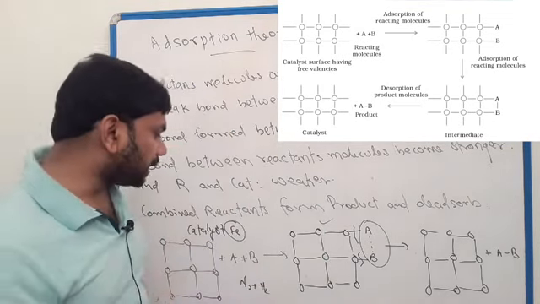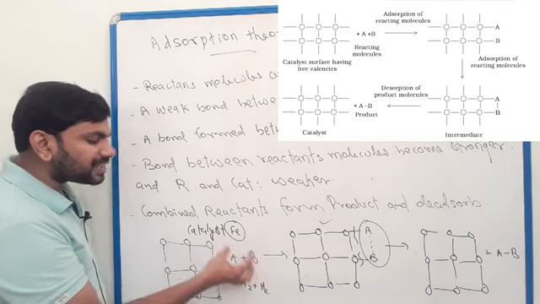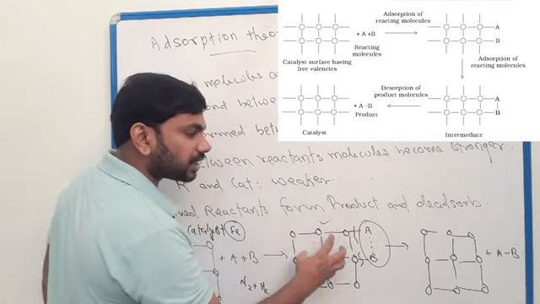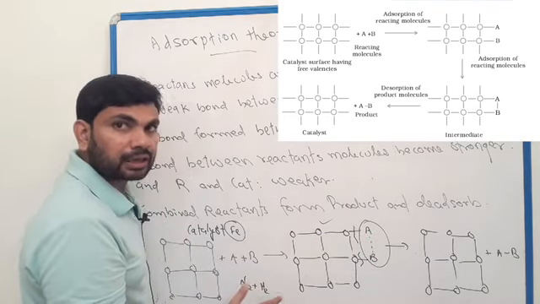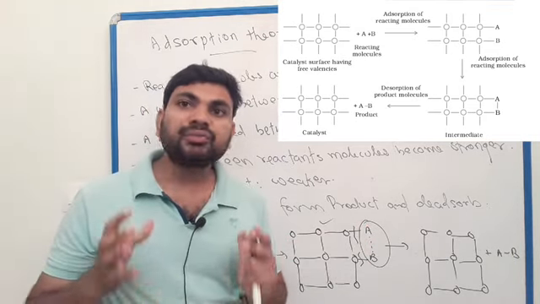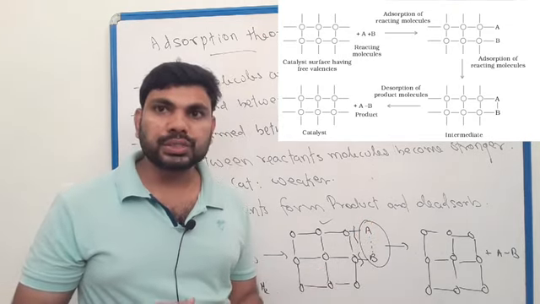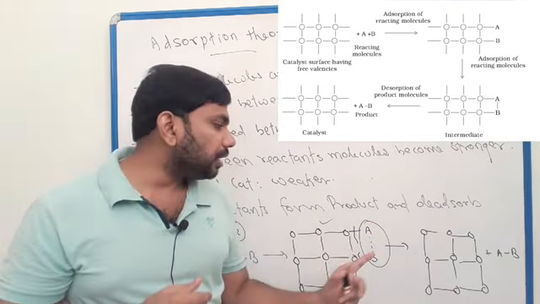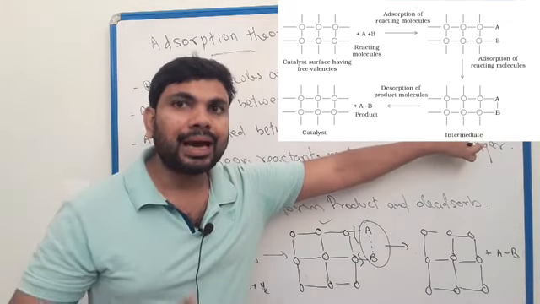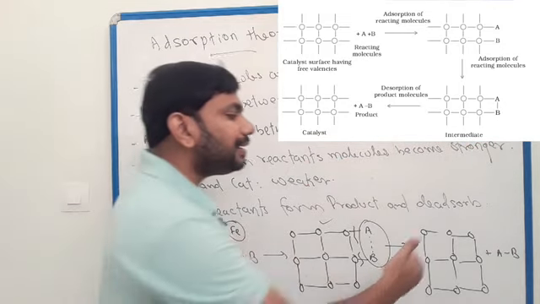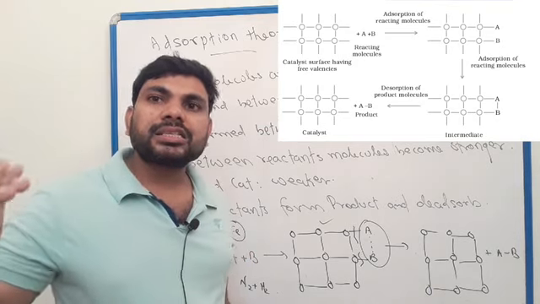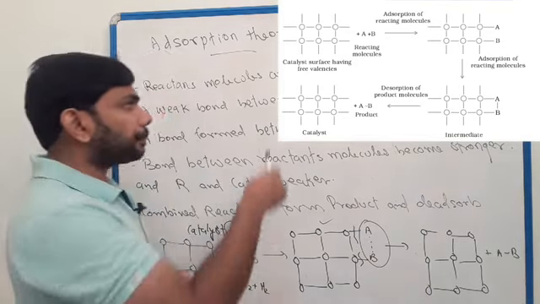First, I told you the reactant molecules adsorb on the surface of the catalyst. A weak bond is formed between the catalyst and the reactant molecules. Then a bond is formed between the reactant molecules. After that, the bond becomes stronger and it changes to product. At the end, the product molecule will be desorbed and move away from the catalyst surface. These are mentioned over here.